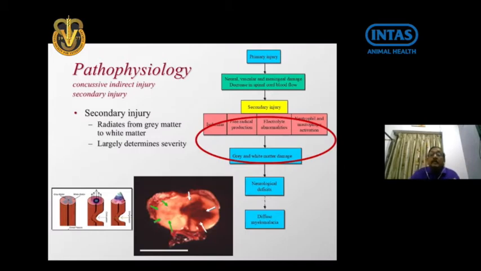This is something which is very, very controversial. In humans, they have already given up doing steroids, except some of them who faithfully follow this. It's been given up for spinal cord injuries. They say the negative effects of steroids far outweigh the positive effects. So then what do we do?